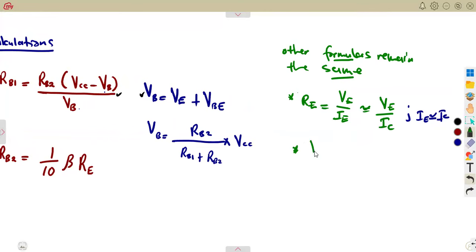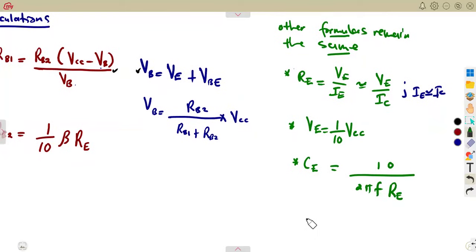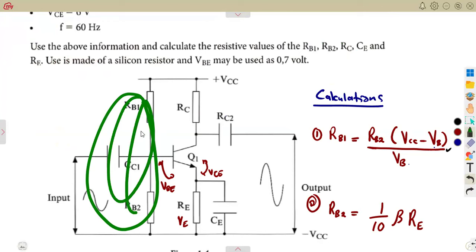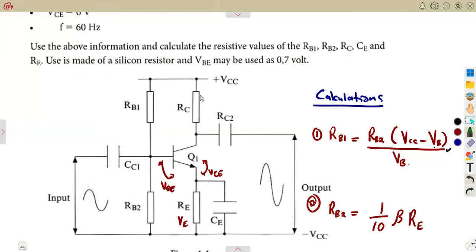We talked about calculating VE. If you still remember, we said VE is 1/10 of VCC. We also talked about calculating the capacitance value, which is the emitter bypass capacitor, which is to be taken from 10 over 2 pi f RE. We also talked about this, which you're given from your formula sheet. We also talked about calculation of the RC. The only part that has changed is on RB. RB is no longer considered to be only RB. There is now a voltage division. So RC is not affected. The same way that you're calculating your RC, this one is not even affected.